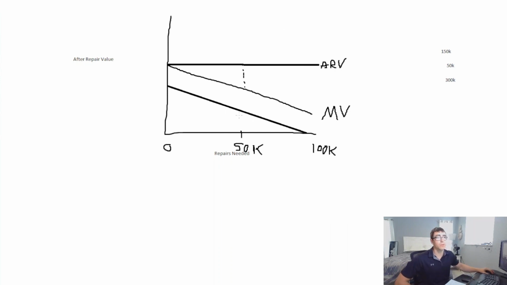So that's essentially what the wedge is. The wedge is the difference between the after repair value of the property and the market value of the property. As the repairs needed goes up, it creates a wedge that's bigger and bigger and bigger. And then how do you take advantage of that wedge? You can either fix the property up and resell it, or you could fix the property up, refinance it, pull your equity out, and keep it as a rental.